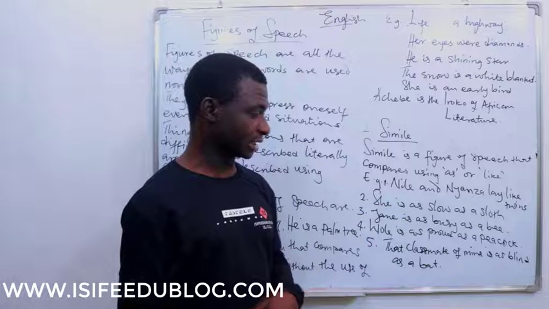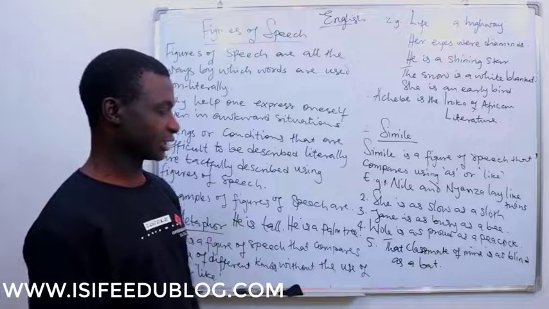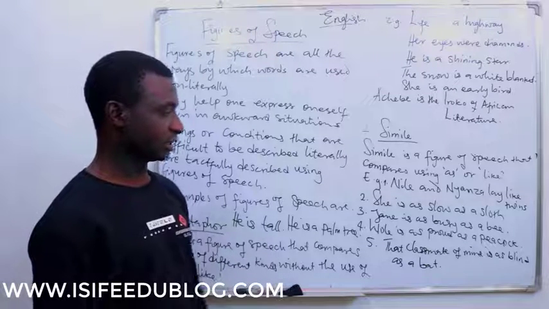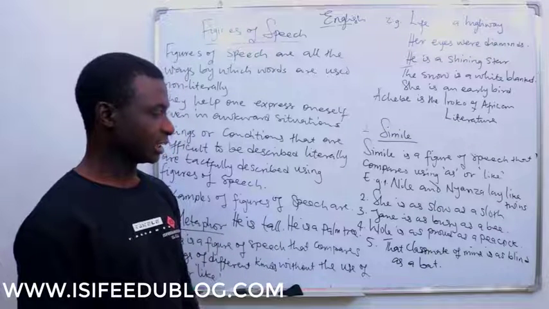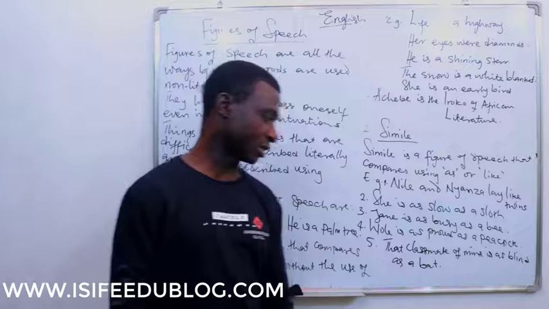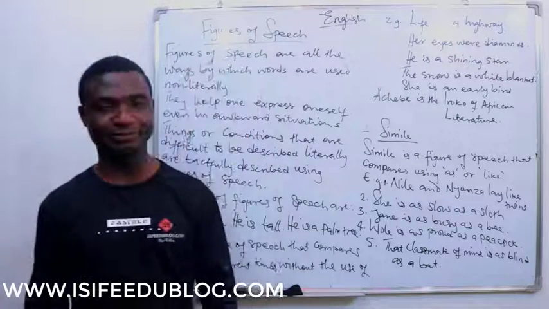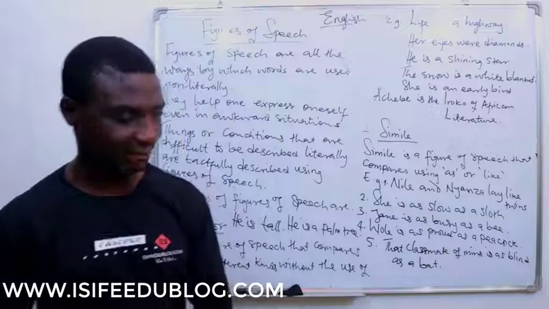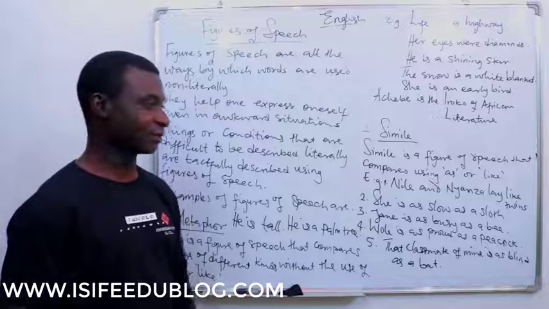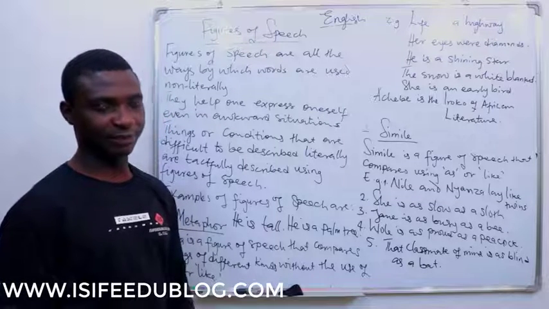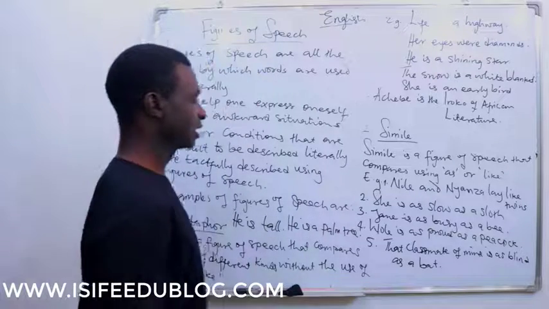She is as slow as a sloth. Jane is as busy as a bee. Wole is as proud as a peacock. That classmate of mine is as blind as a bat. Simile enriches language. You know, as fit as a fiddle. Similar. And there are quite a good number of them.